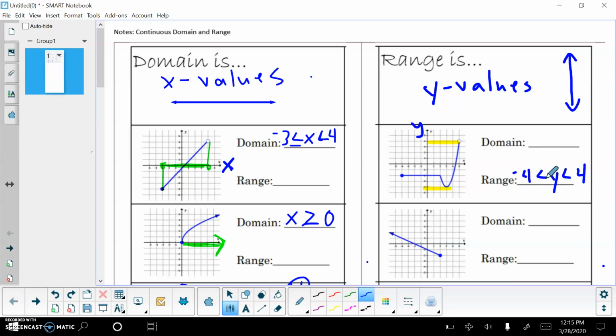Since the -4 was actually on the curve, that's the same as a closed-in dot, so it gets the underline. That means it includes the -4. The +4 had an open dot, so it does not get an underline. It does not include that number. It goes up to, and it's trying to reach the +4, but it doesn't actually reach the +4.